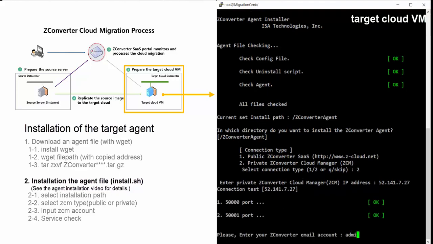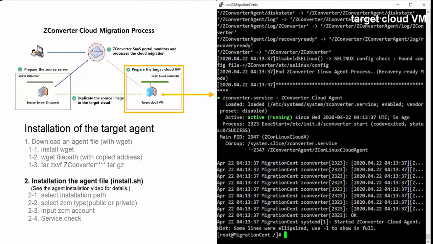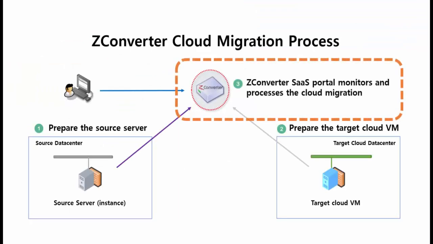Select the connection type, public or private. Input your ID and password and perform a service check to verify all connections. The installation is complete. Now let's begin the migration between VMware and Azure.